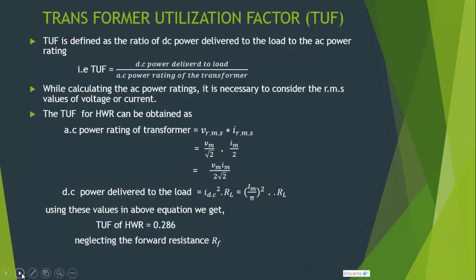If we solve this, the TUF of half wave rectifier is 0.286, neglecting its forward resistance RF. This is the end of the third lecture. Thank you so much.